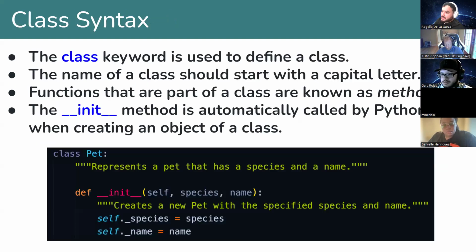The class syntax. All right, the class keyword is used to define the class, right? If you recall functions, how do we define a function? We use def, right? Def for defining a function. For a class, it's as simple as typing in class and then the name of the class, right? The name of the class should start with a capital letter, right? If it has multiple words, we type it in camel case, right?